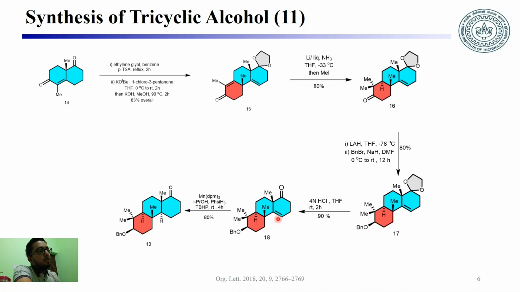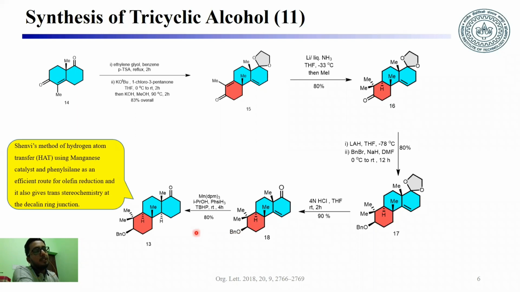To reduce this double bond, the first thing that came to our mind is that we will use any hydrogenation catalyst like H2 Pd/C, or any other catalyst like Adams catalyst. But we cannot use those catalysts here because of this OBn group. If we use those catalysts here, they will deprotect this OBn group. So we have to think of another method that will reduce this double bond.